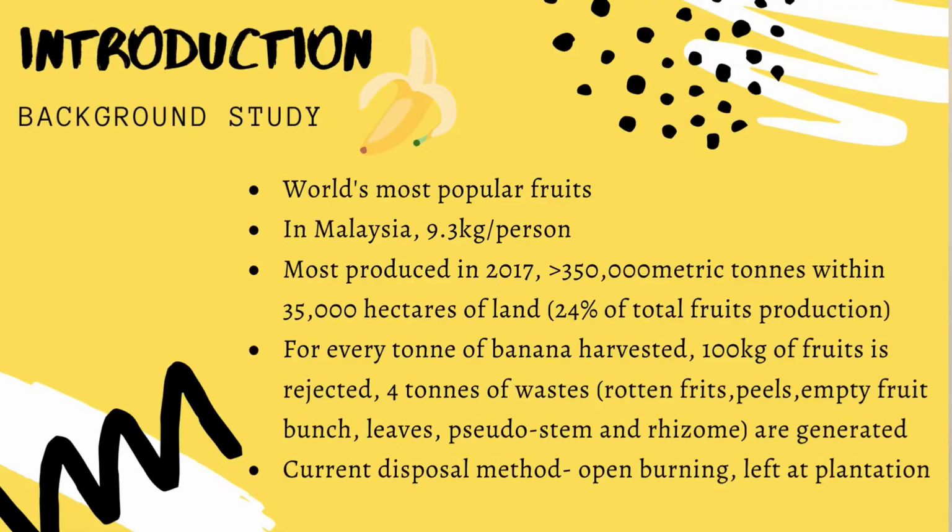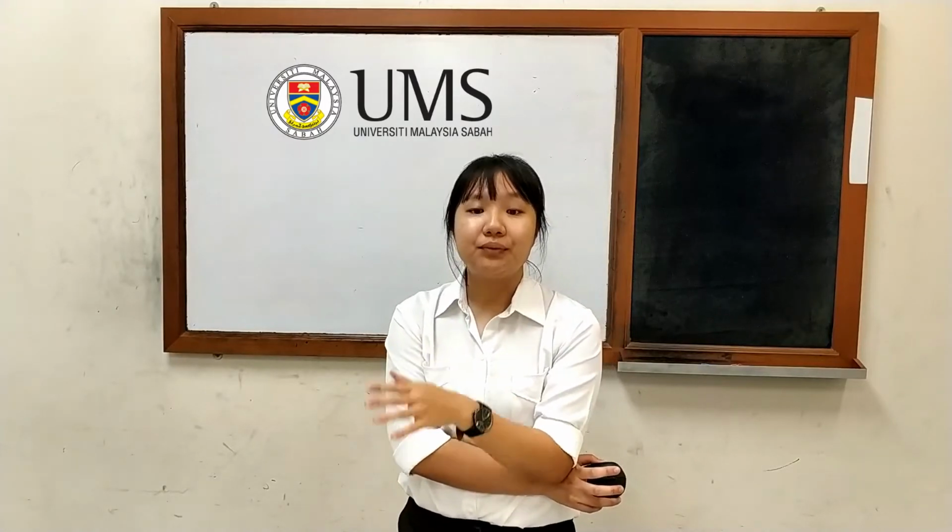For every ton of bananas harvested, 100 kg of fruit is rejected and 4 tons of waste are generated. The waste includes rotten fruits, peels, empty fruit bunch, leaf, pseudo stems, and rhizomes. However, the current disposal methods for banana waste are open burning and leaving it at the plantations for decades.